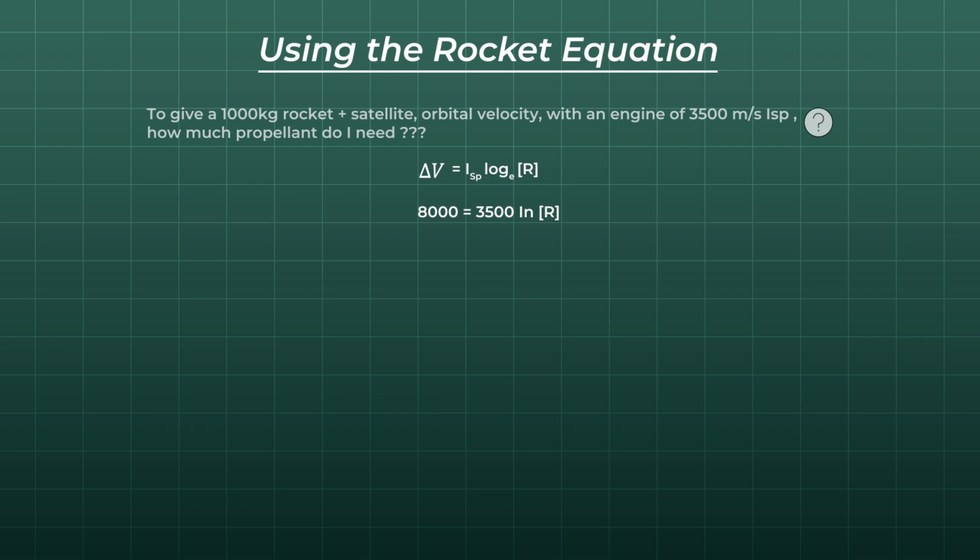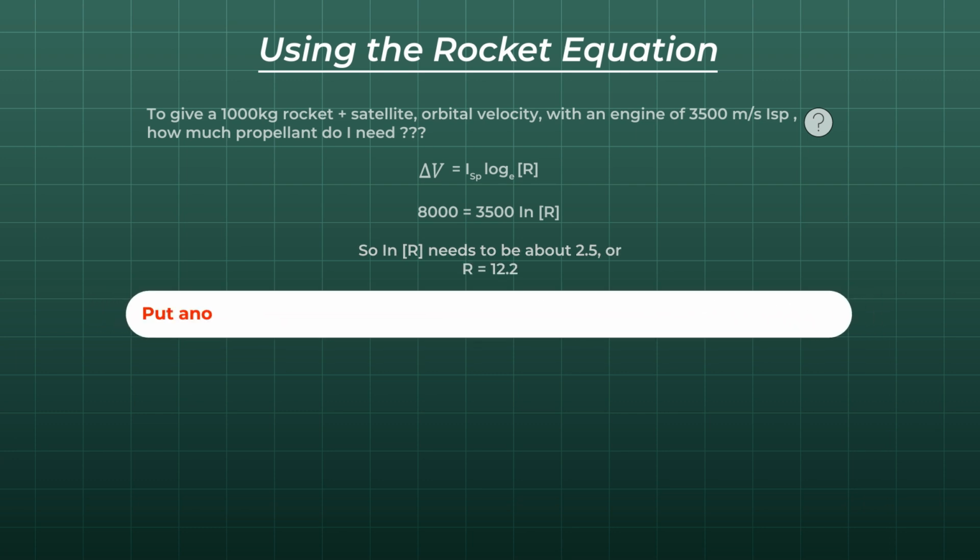We're trying to work out what R, or the natural logarithm of R, actually is. Well, rearranging, it's easy to work out that log R is about 2.5, or if we want R, that's over 12 times. Remember, R is the start mass of the rocket divided by the final mass after all the propellant's burnt. So the rocket full of propellant is 12 times heavier than the empty rocket.